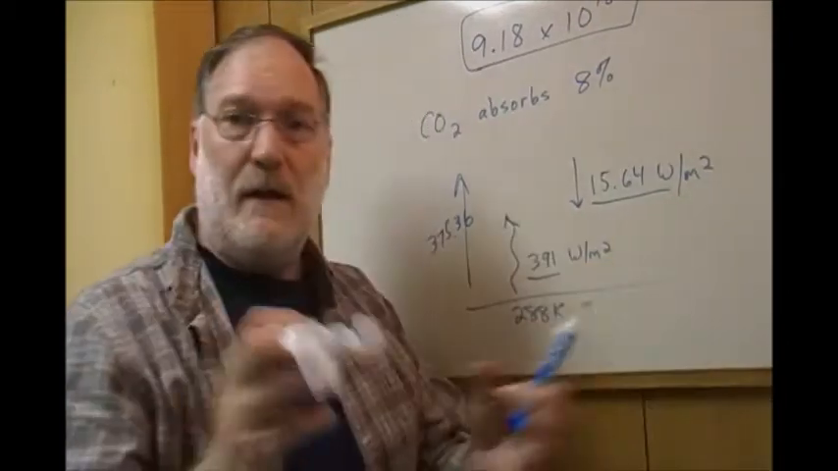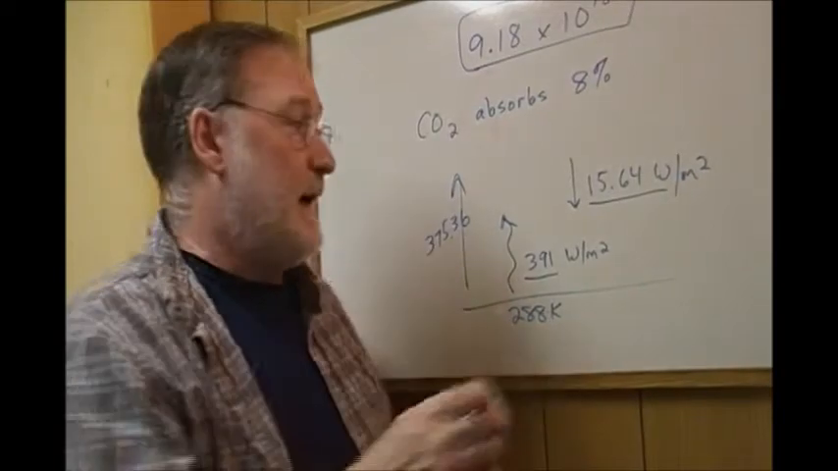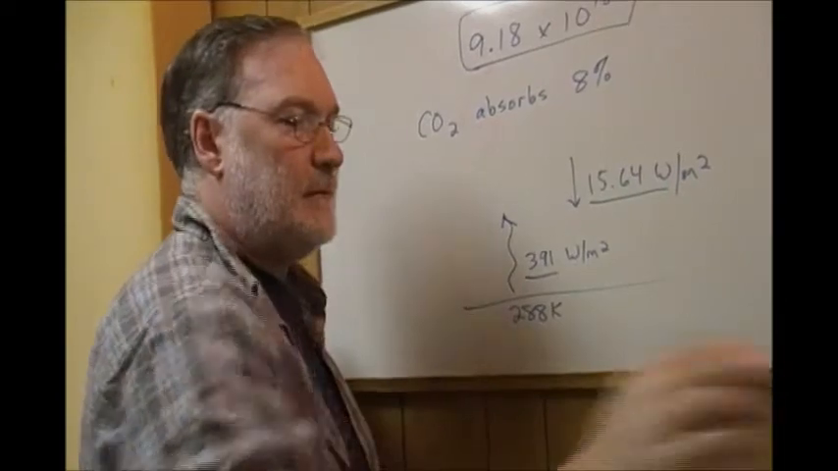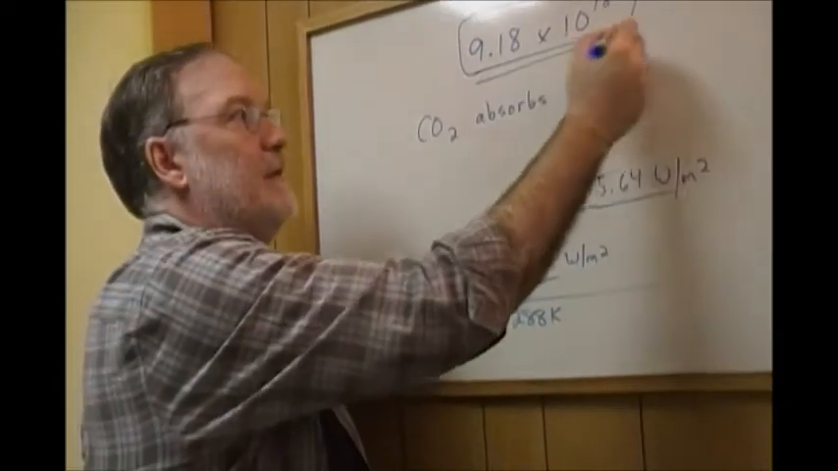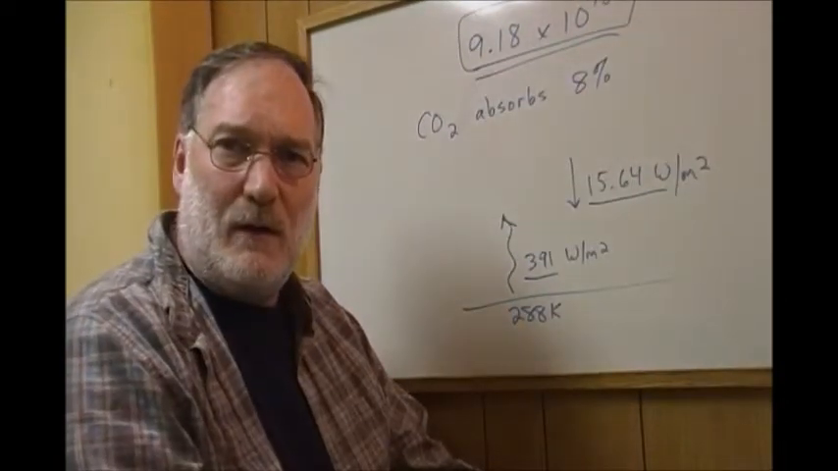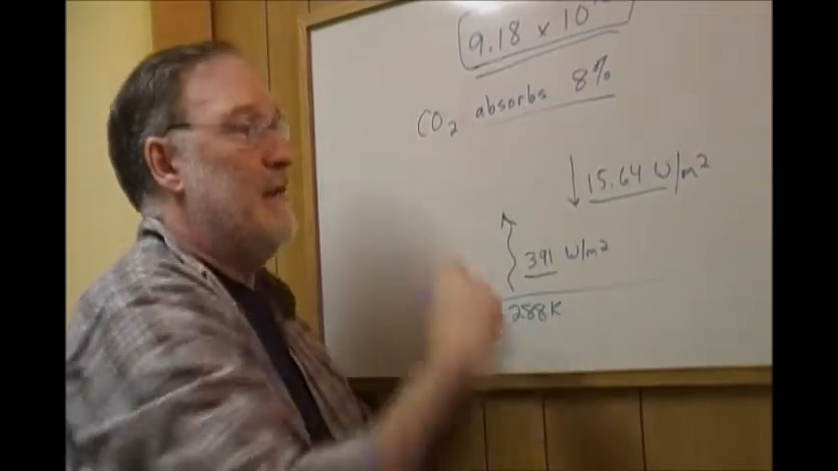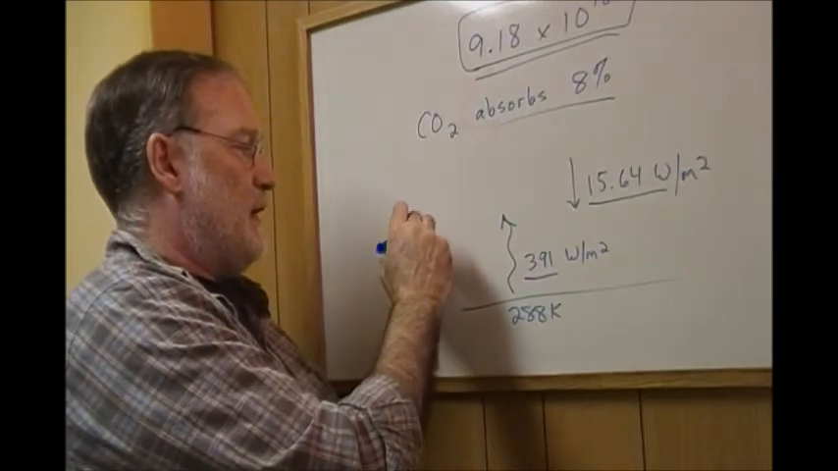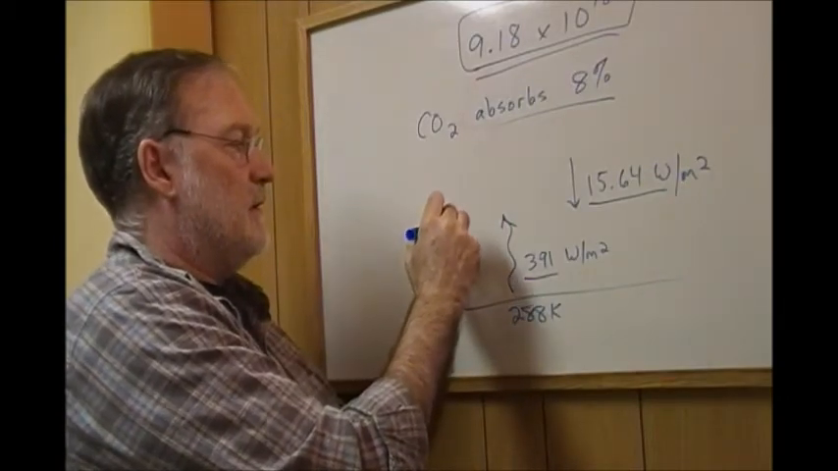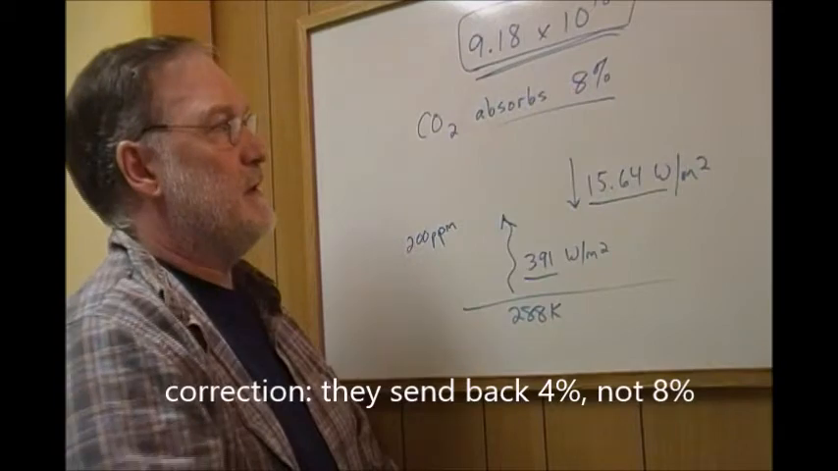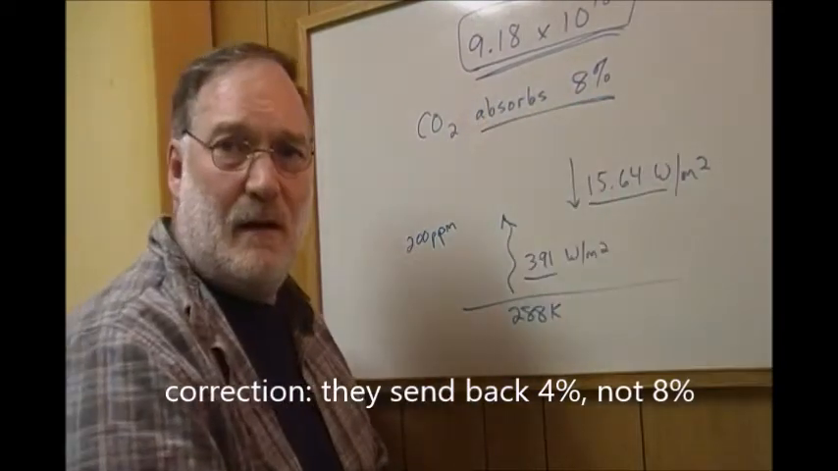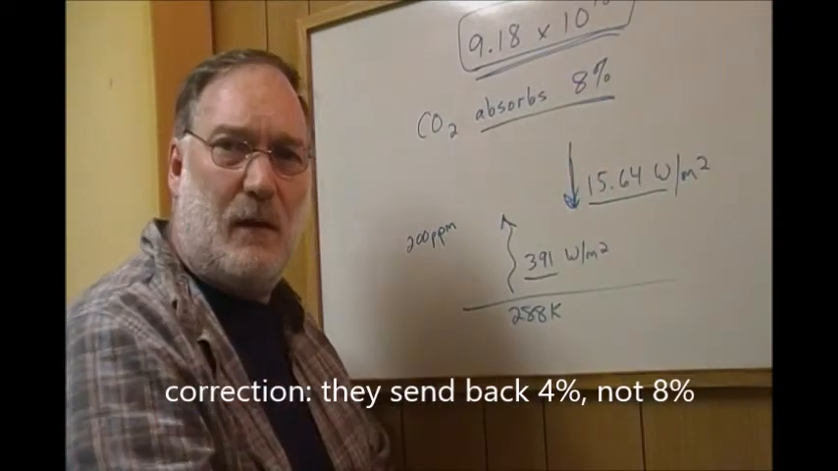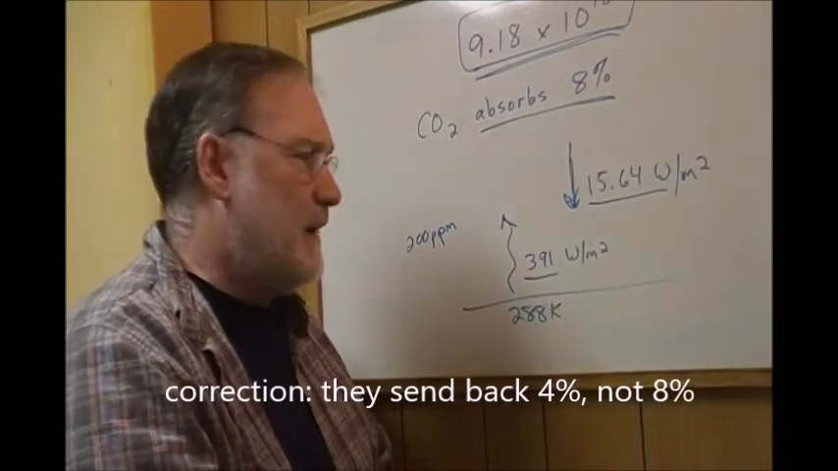Now, you say, well, if it slows down the cooling, isn't that going to raise the average temperature? Well, here's the problem with that. Remember, the same number of molecules are absorbing the same amount of radiation at every level. So if you've got 200 parts per million, this many molecules is going to send back 8% of the same amount of radiation. It's still going to be 15.64 watts per square meter coming from carbon dioxide.